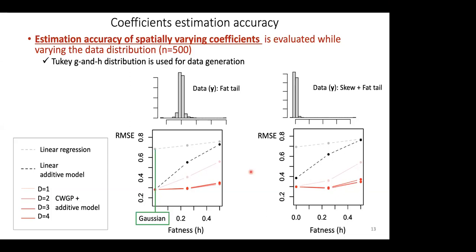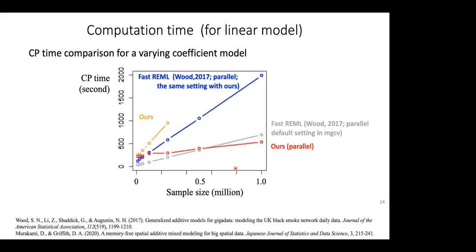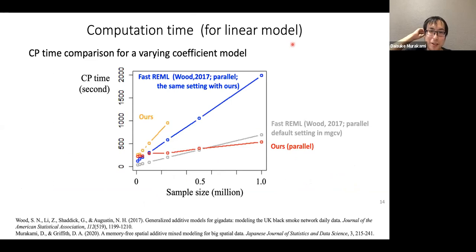So this slide shows the estimation accuracy of our approach. Then I evaluated computation time for our approach. Sorry, it's just a linear model case, but the order of computation complexity is the same as the linear case, so I just show the linear case comparison result. Here I compared our algorithm with another popular algorithm, REML. This is very popular because it is implemented in the mgcv package, which is a popular R package for additive modeling. So I compared with this one.